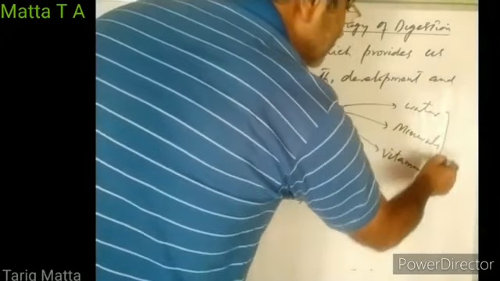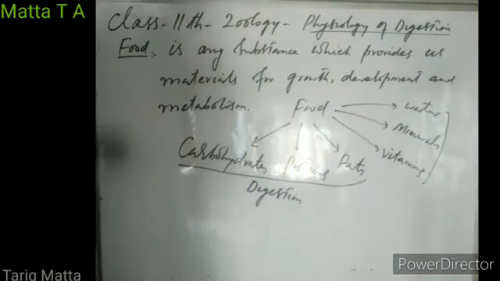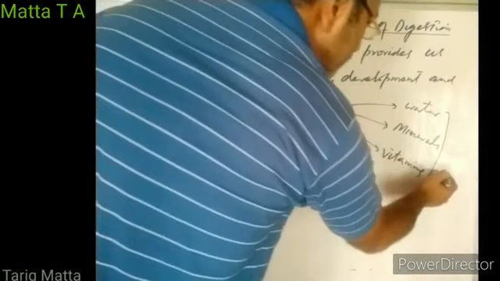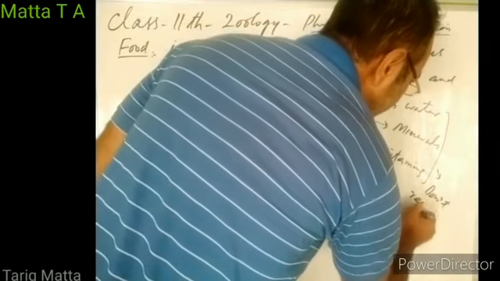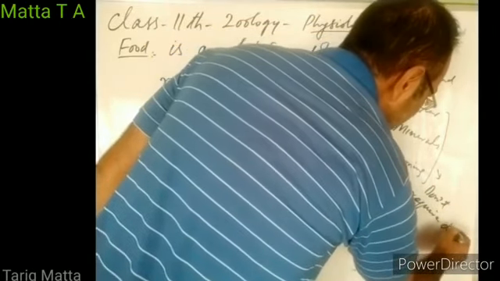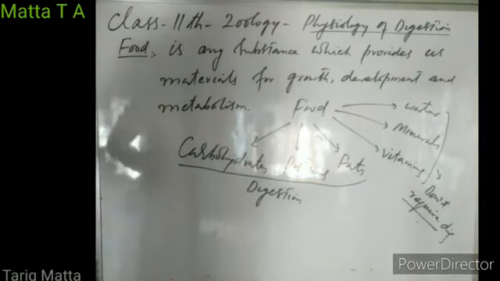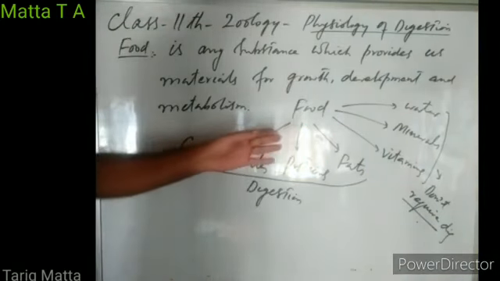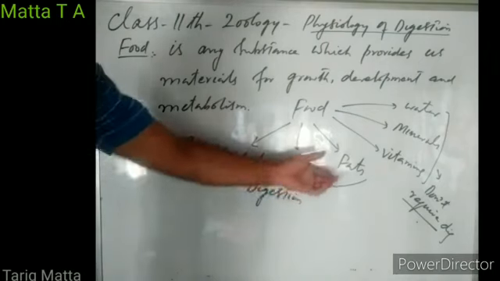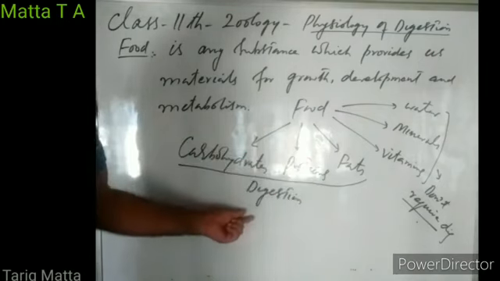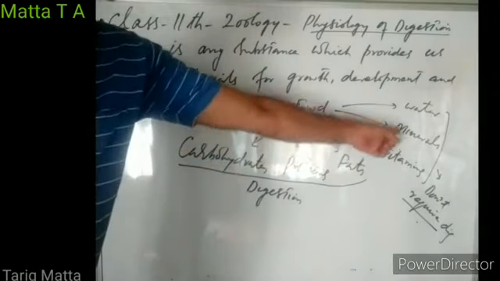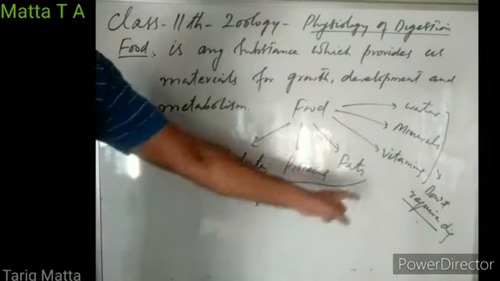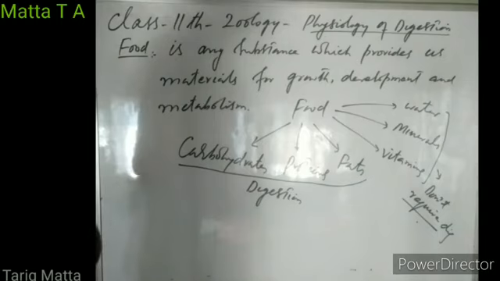While water, minerals, and vitamins do not require digestion. They are absorbed as such from the alimentary canal. So the components of our food, carbohydrates, proteins, fats, require digestion. Why do they require digestion? Because they are cellular macromolecules, they are large molecules. While vitamins, minerals, and water do not require digestion because they are small molecules, right?